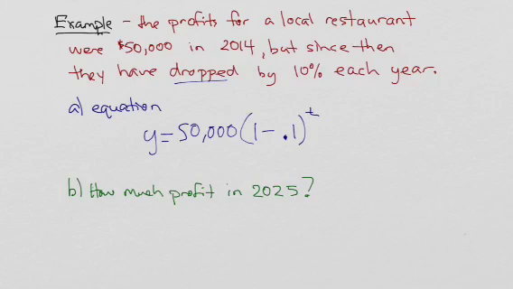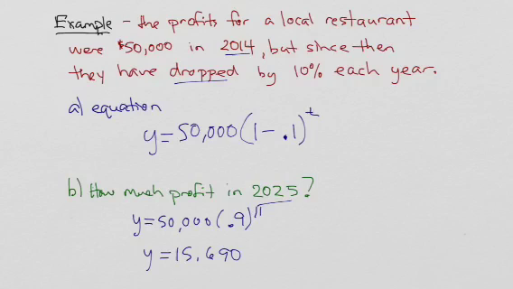So how much profit in 2025? Again, I've got 50,000, and then 1 minus 0.1, I'm going to go ahead and put that in as 0.9, and then my exponent. Well, how long has it been from 2014 to 2025? So just subtract those numbers. It's been 11 years. So there's my exponent, 11. So 50,000 times parenthesis 0.9, exponent 11, and I am getting y equals $15,690. I'm not going to worry about the cents on this one.